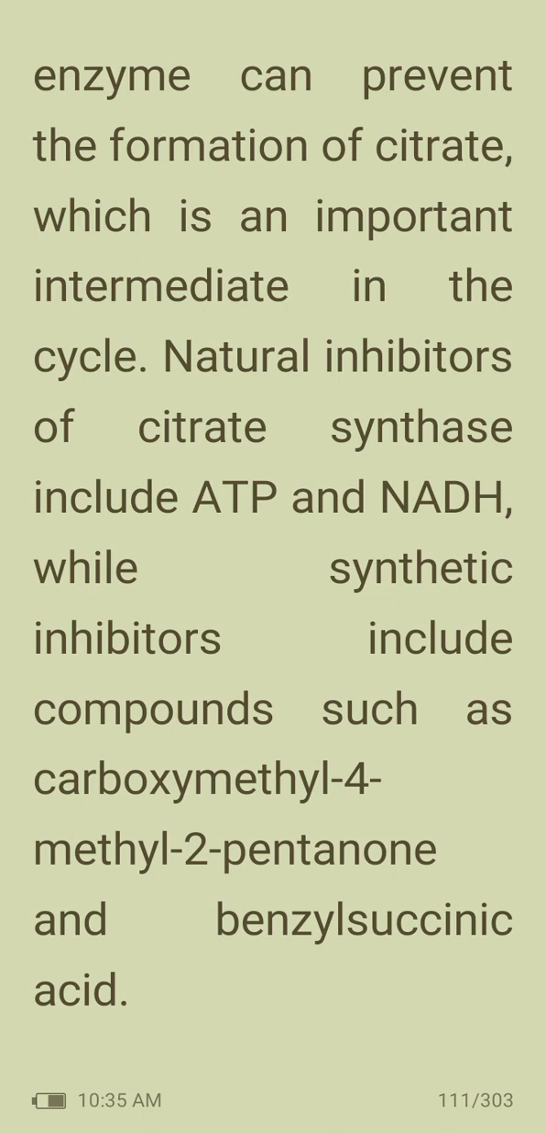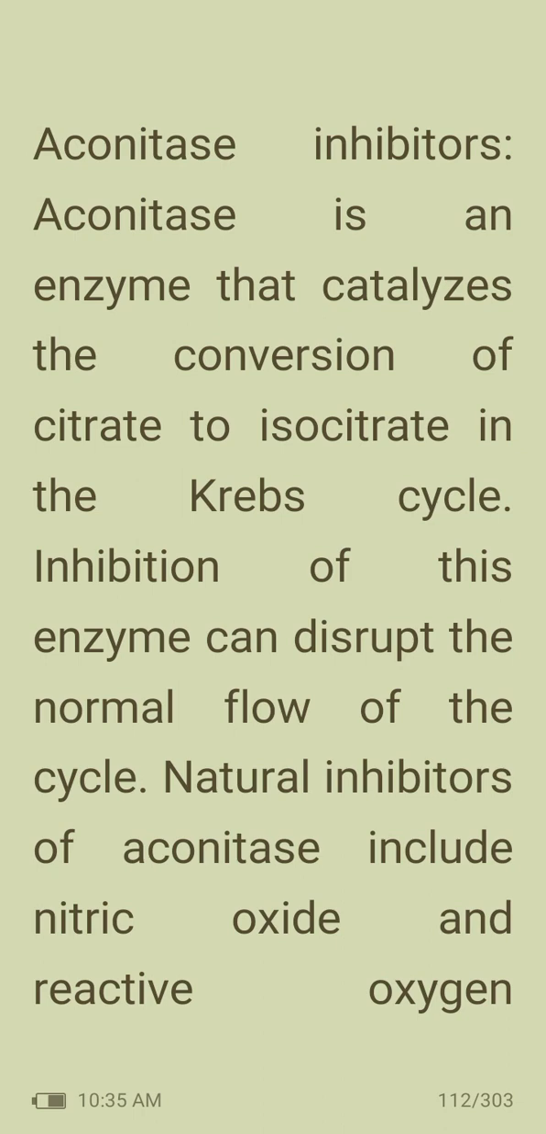Natural inhibitors of citrate synthetase include ATP and NADH, while synthetic inhibitors include compounds such as carboxymethyl 4-methyl 2-pentanone and benzyl succinic acid. Then aconitase inhibitors. Aconitase is an enzyme that catalyzes the conversion of citrate to isocitrate in the Krebs cycle. Inhibition of this enzyme can disrupt the normal flow of the cycle.